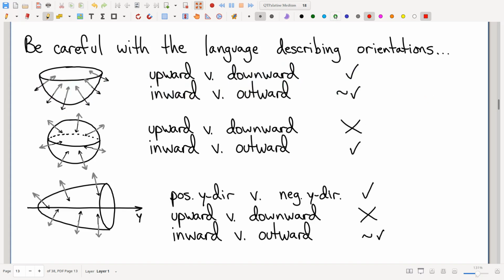Now, on the other hand, if you're talking about a sphere where your two possible orientations are like this, notice upward versus downward doesn't cut it.